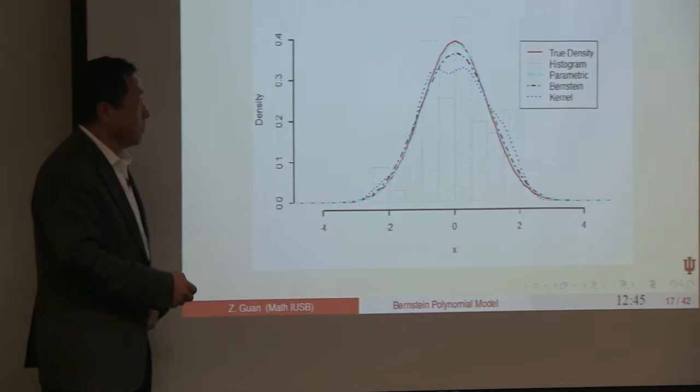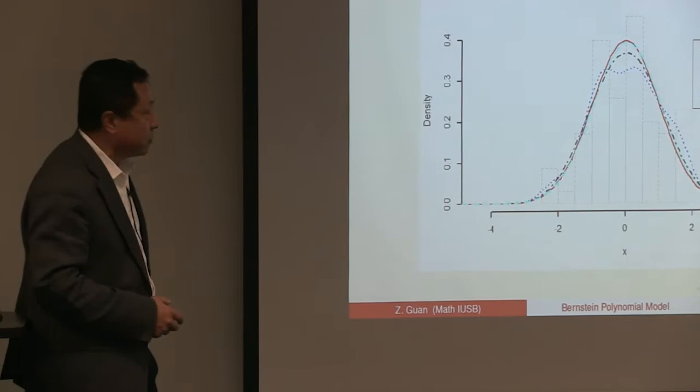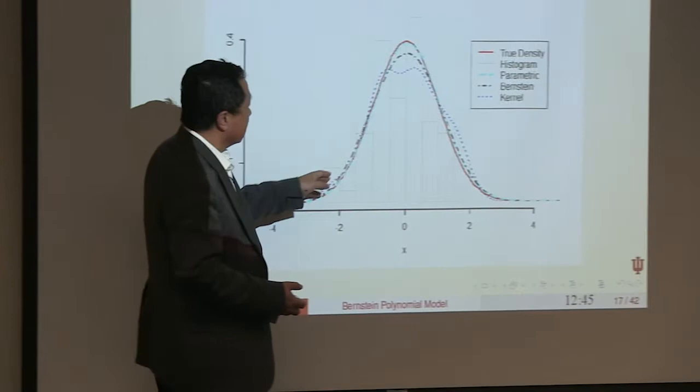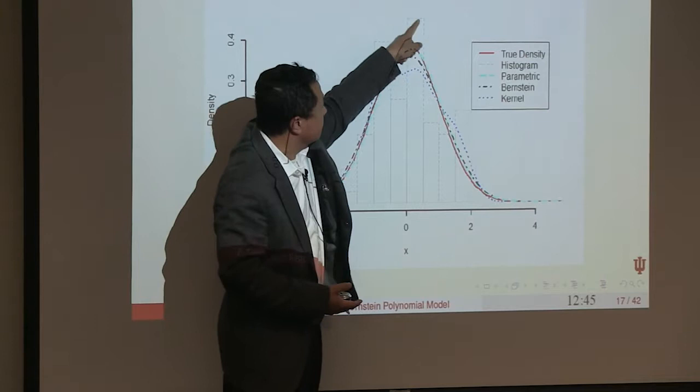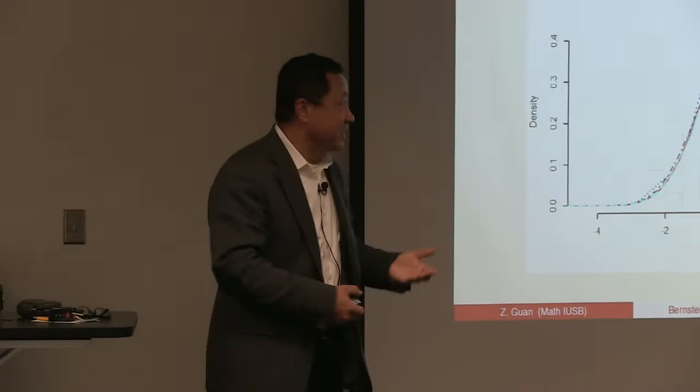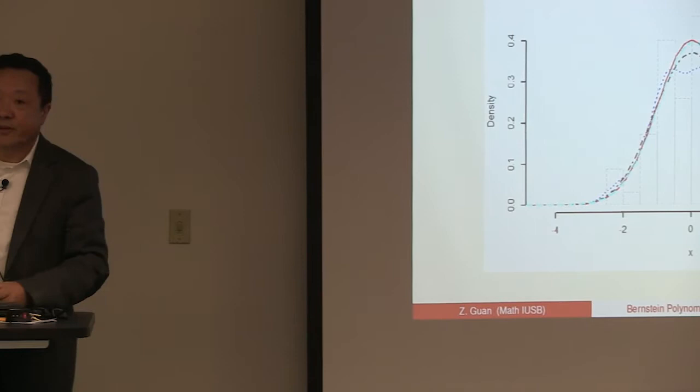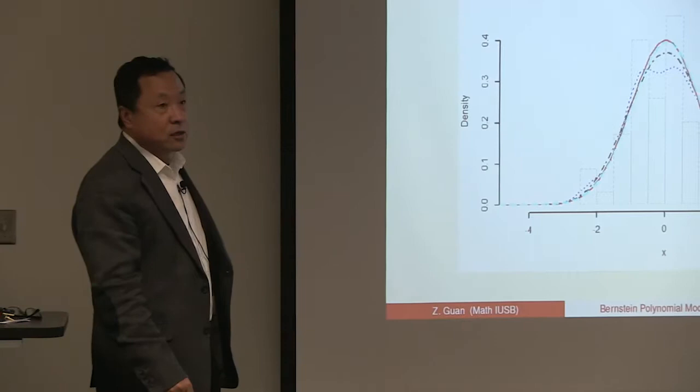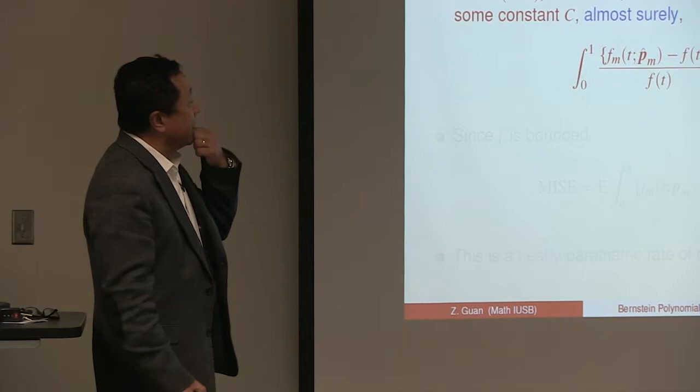Even if you use the optimal bandwidth, the kernel method is usually overfitting. The histogram shows this pattern, which is caused by sampling error, but the kernel method is usually just fitting the sampling error. So it's overfitting, that's the problem. Using my method, I usually get a much better estimate. These are some large sample properties.